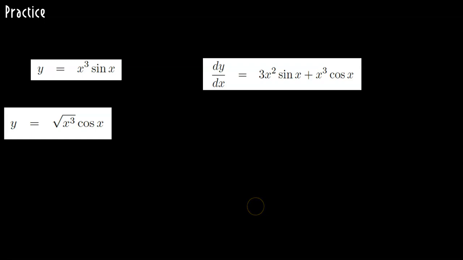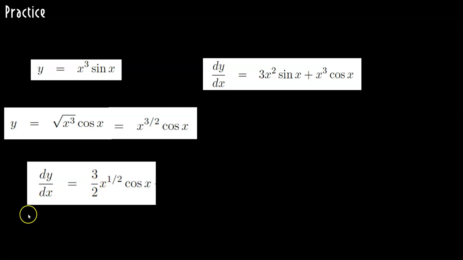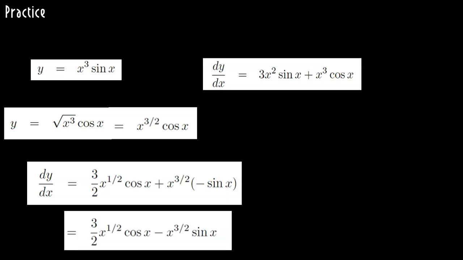Here we have the square root of x cubed times cosine. Keep in mind the square root of x cubed is the same thing as x to the 3/2. So first I take the derivative of x to the 3/2, so I get 3/2 x to the 1/2, leave the cosine alone. Then I have x to the 3/2, I take the derivative of the cosine getting a negative sine. I don't like the way that looks. Bring the negative out in front of the x to the 3/2.